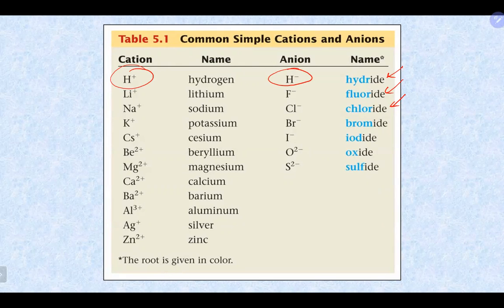It is usually negative if it comes after a metal. So if it's after a metal in the formula, hydrogen is most likely the negative version or the hydride version. Otherwise, hydrogen most likely will be a positive one.